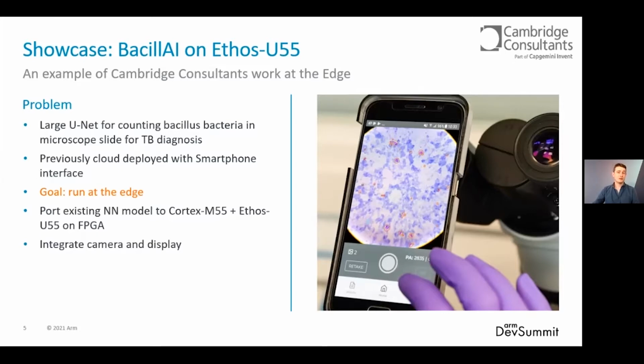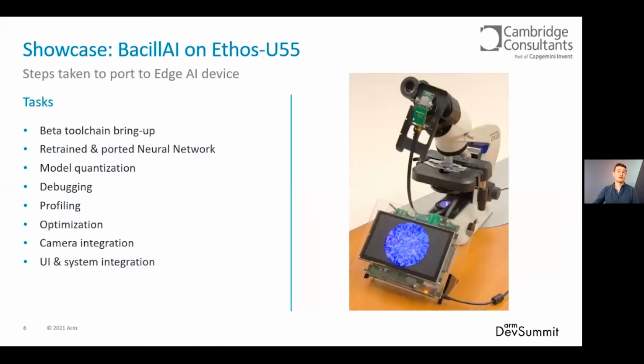For this project, we used an early version of the Cortex M55 CPU and the Ethos U55 neural network accelerator on an FPGA development kit. We also wanted to integrate a camera and a display, making this a complete device. There were a number of tasks to complete with this project. This will be a whistle-stop tour of the process.